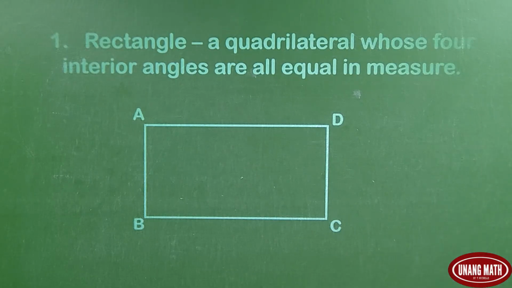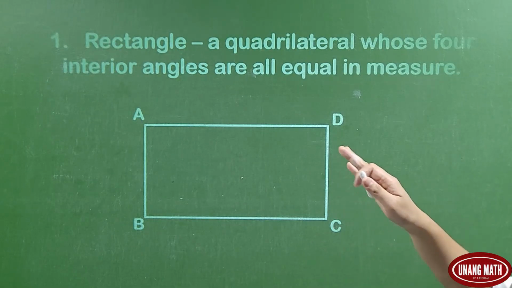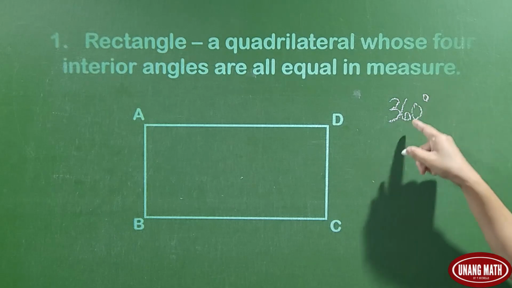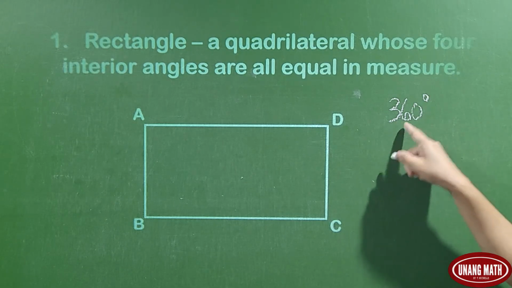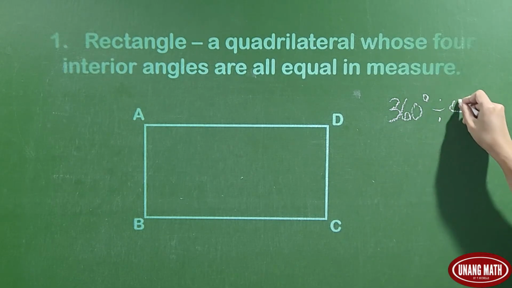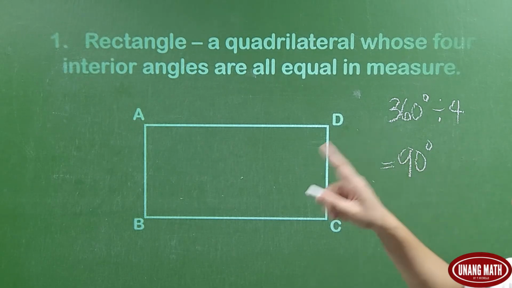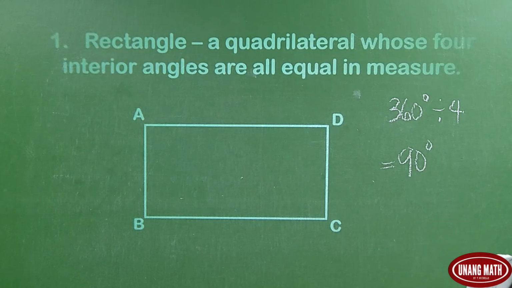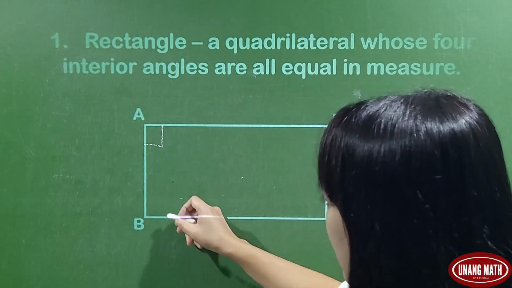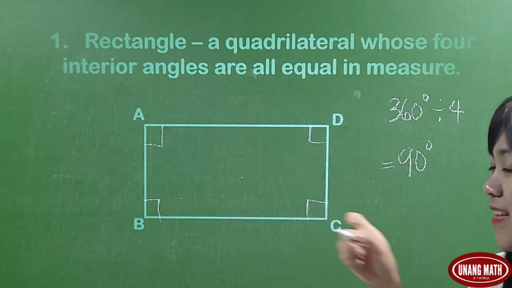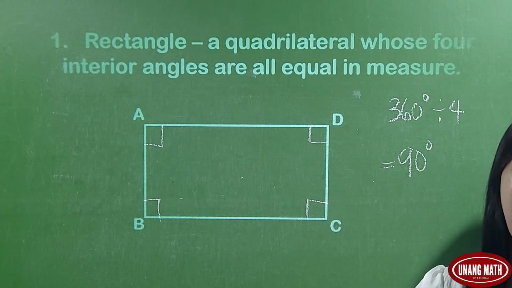We already know that the sum of the four interior angles of any quadrilateral is 360 degrees. So if we divide this by 4, then each interior angle of a rectangle is 90 degrees. So this is 90 degrees, 90 degrees, 90 degrees, and this angle is also 90 degrees.